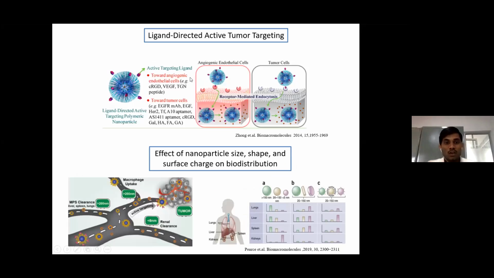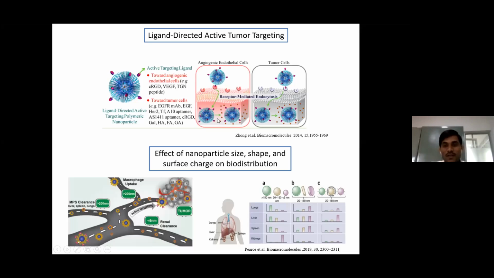First one is towards the angiogenic endothelial cells. These are cells which are continuously and rapidly growing, so we have to use certain inhibitors of this angiogenesis. Then toward the tumor cell, there are certain transporters. This transporter is overexpressed in the tumor cell. As we have selected biotin, for biotin there is a sodium dependent multivitamin transporter, and this transporter is overexpressed in the cancer cell lines. So these nanoparticles are easily taken up by these cells due to this biotin.